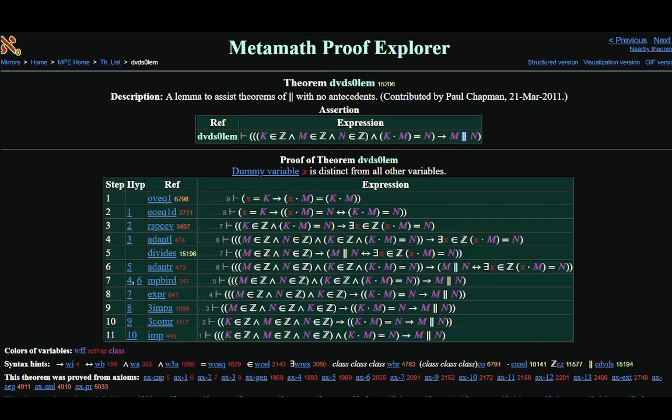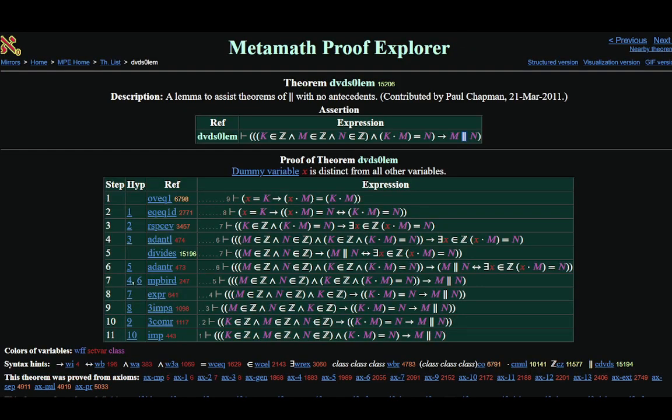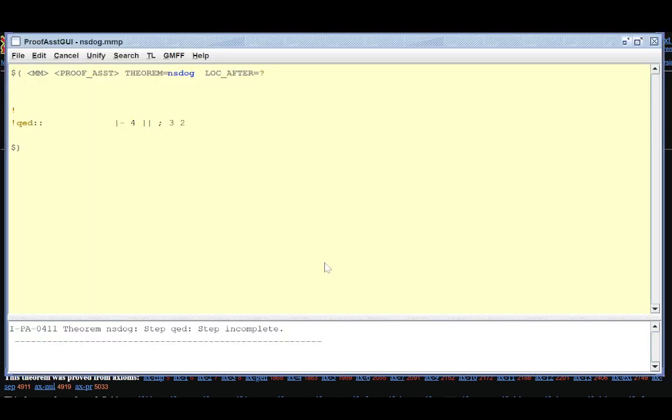Just close those down. Is that better? Step incomplete. Okay, so let's see if it's happy doing that. Okay, so what did I have? This DVDS01 lemma. Let's get that out and see whether we can do that.